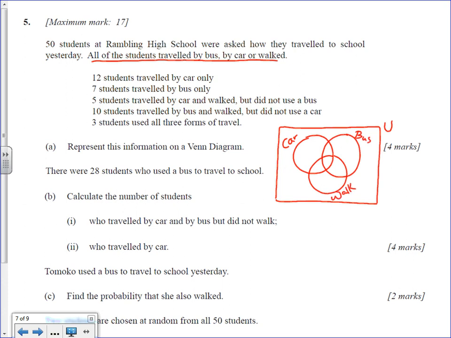And then let's fill in our numbers. 12 students traveled by car only, 7 by bus only, 5 by car and walking but not bus, 10 by bus and walking but not car, and then 3 who use all of the forms of travel. And now these students might be taking a car for part of their journey and walking for part of their journey, so that's how they're managing to do both on their way to school.